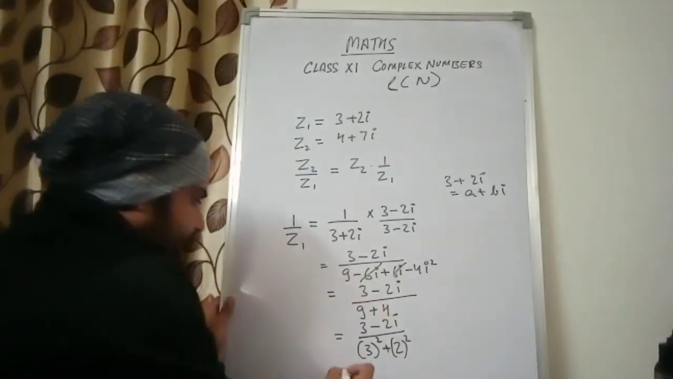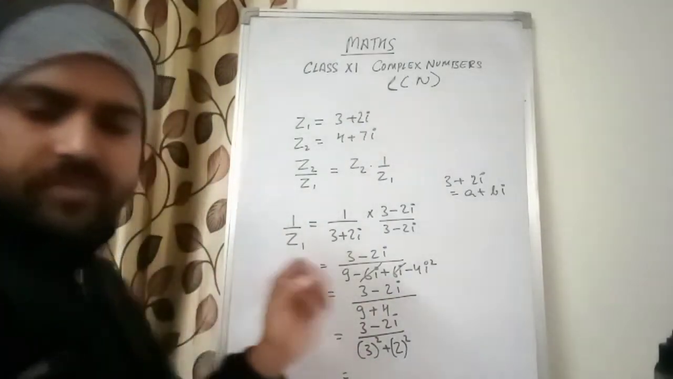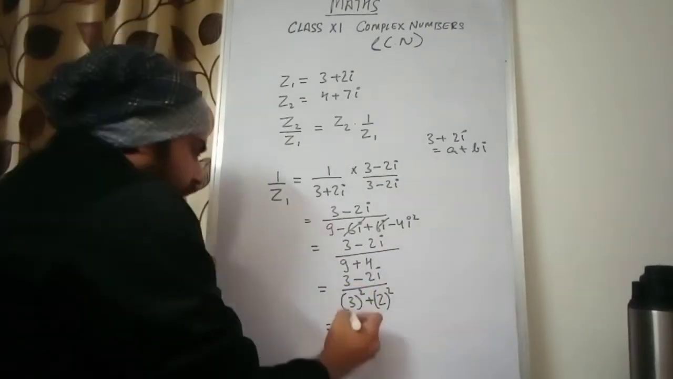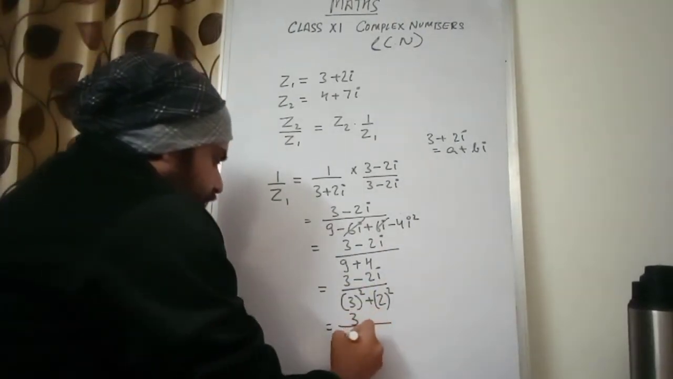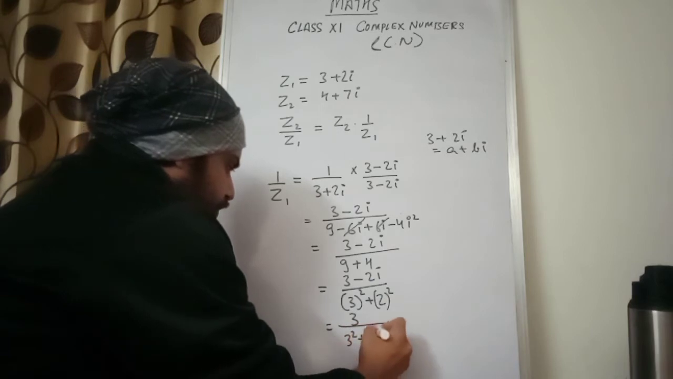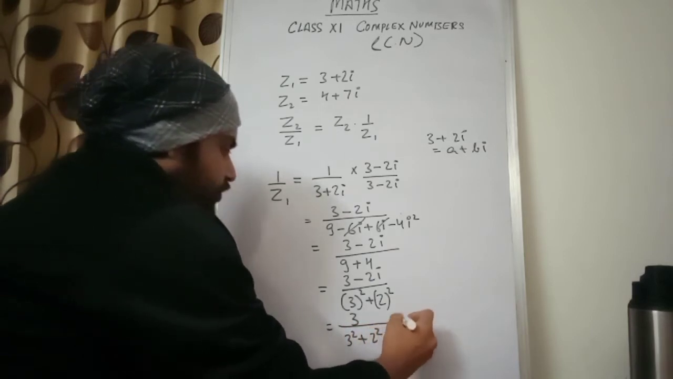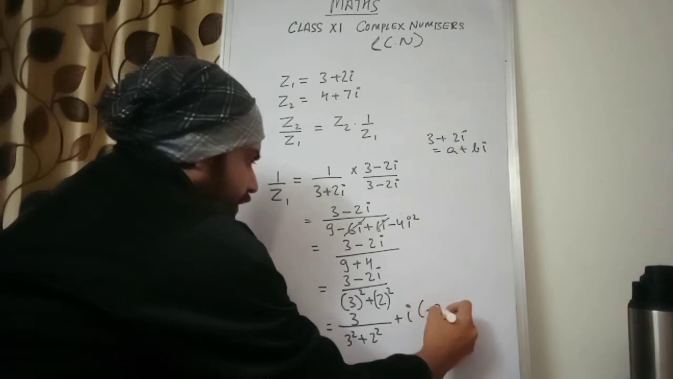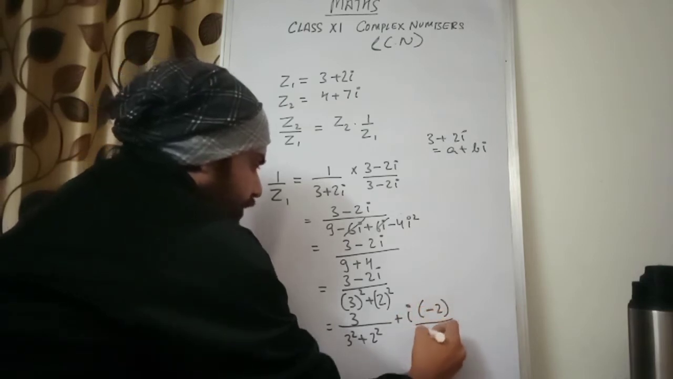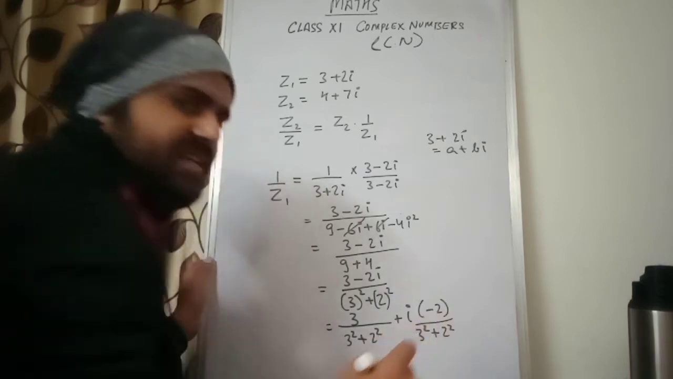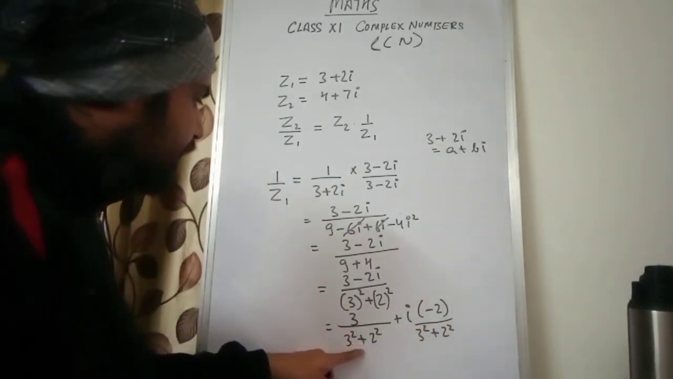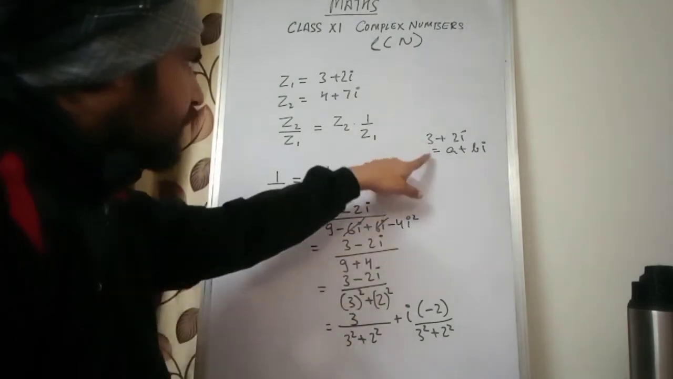So can we say like this? I hope it is visible. We can say like this. I can write 3 by 3 square plus 2 square, plus i, minus 2 upon 3 square plus 2 square. We can say like this. Yes. So here you assume that, can we just compare this thing with this one?